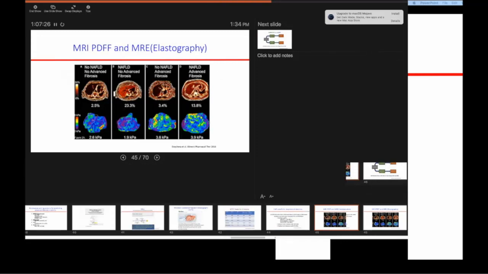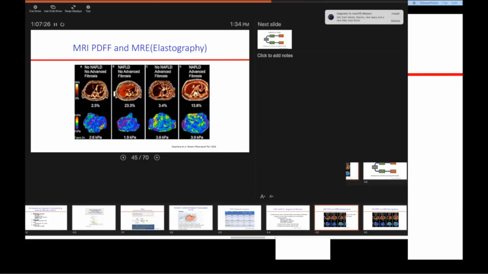So MRI proton density fat fraction, PDFF, and MR elastography, MRE, are other useful modalities that we have, and we're lucky at Sinai, we have 4 of these machines at our disposal. The PDFF, I found out, used to take 6 seconds, now it takes 4. It's really quick when they're getting an MRI. So if you're sending a patient for any MRI for any reason, and you're concerned about the degree of steatosis, just write in the comment, please do PDFF.